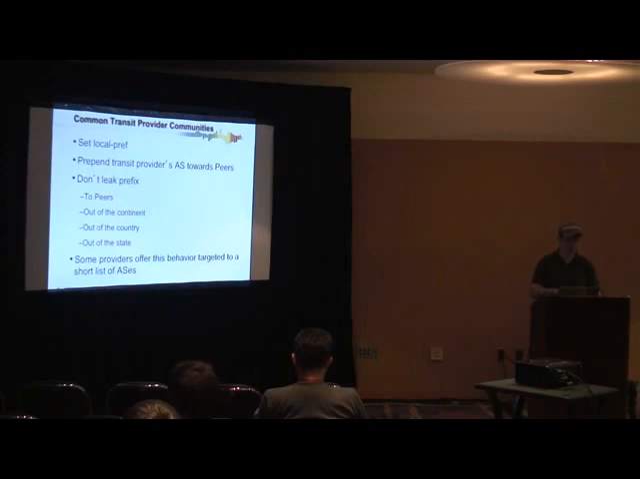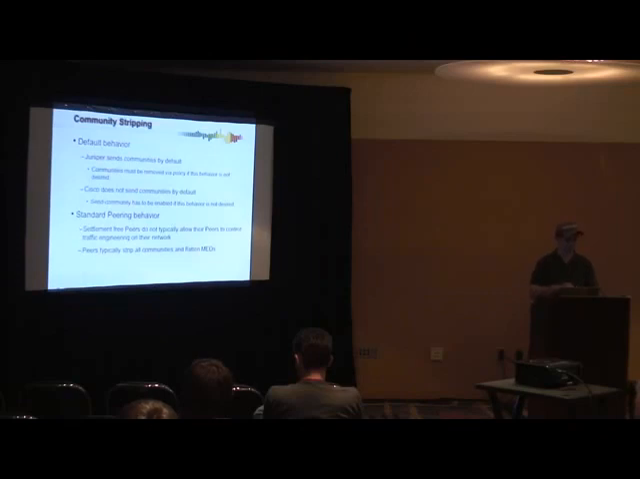Some of the common transit provider communities: often transit providers will offer a community to set local preference. They'll offer a community to prepend the transit provider's AS towards peers. They'll advertise route containment communities. For example, don't leak it to peers, don't leak it out of the continent, don't leak it out of the country, don't leak it out of a particular region, don't leak it out of a particular state. Some providers will offer this behavior targeted to a short list of autonomous systems. For example, you might say, don't send it to peers of Sprint, or prepend twice to peers of UUNet.